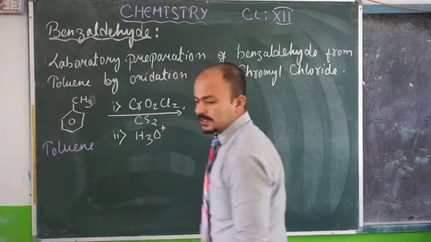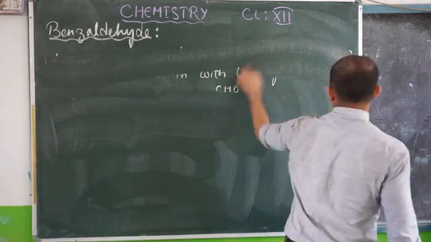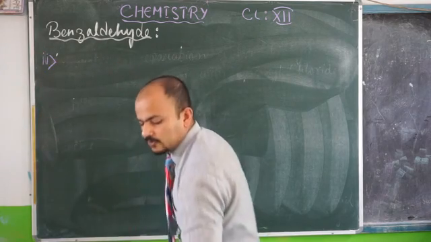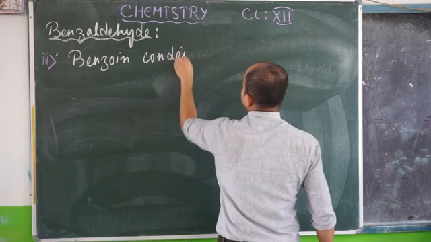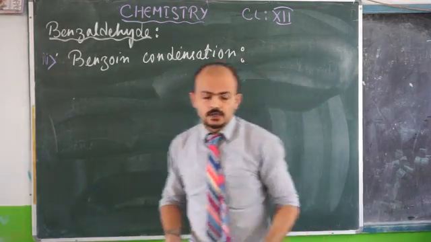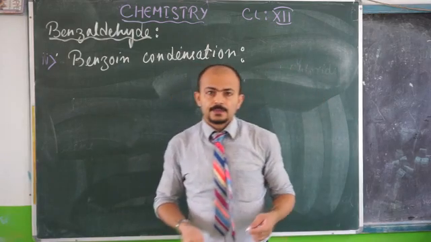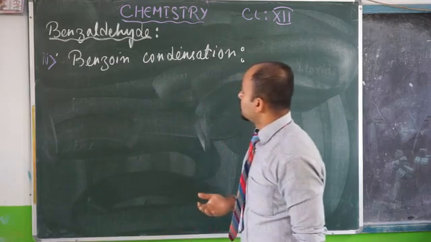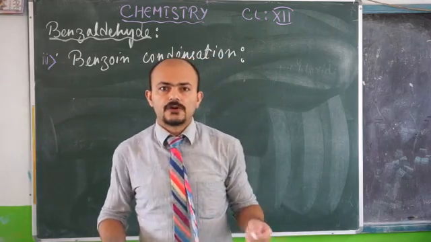Now the second topic for today's discussion is benzoin condensation. This benzoin condensation is given by aromatic aldehydes whenever they are treated with alcoholic potassium cyanide. Let me repeat. When an aromatic aldehyde is treated with alcoholic potassium cyanide, it undergoes self condensation to form the product benzoin.